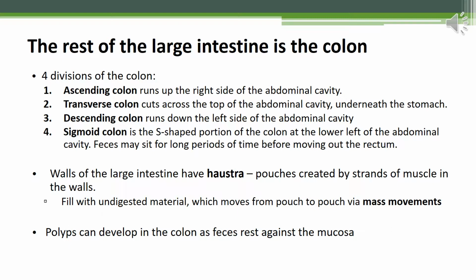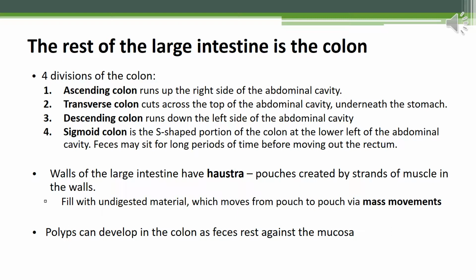Feces may sit here for long periods of time before moving out of the rectum, and whatever you've eaten actually stays in the large intestine the longest, for, I believe, about 18 hours on average. That might be the minimum time it spends in there, actually. The walls of the large intestine have haustra, which are pouches created by strands of muscle in the walls, and these are filled with undigested material or feces, which moves from pouch to pouch via mass movements. So we just have a bunch of material moving through here all at once.